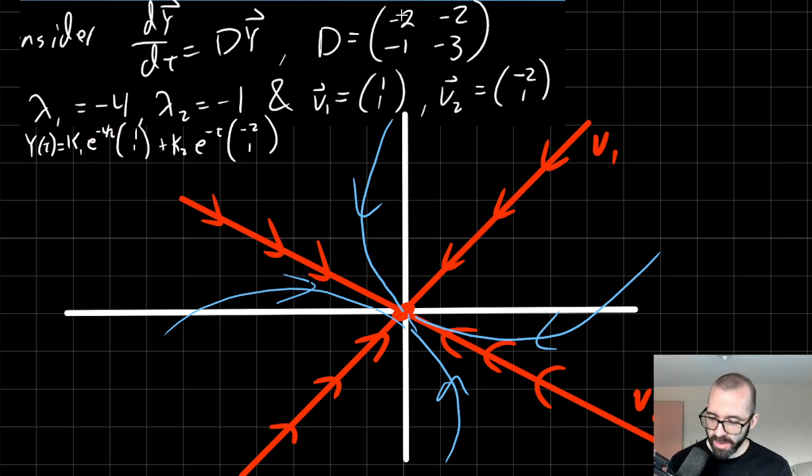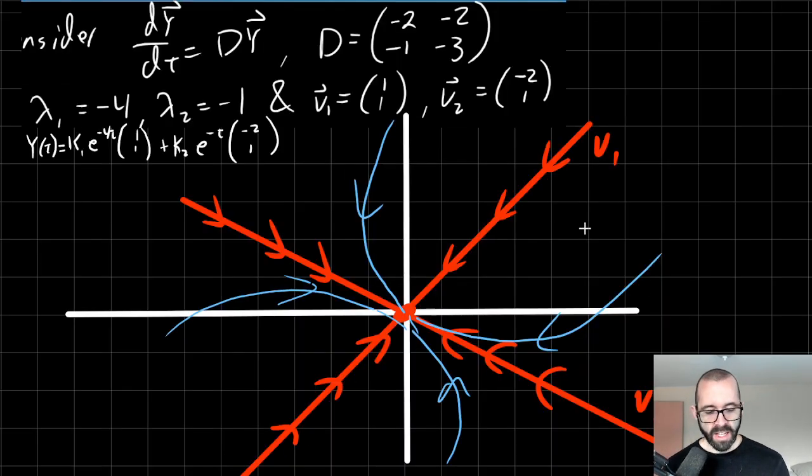Let's approach that question from a different perspective. Another way to think about this is, what is the slope of one of these solutions as t gets really big? Because if the slope is negative 1, as t gets really big, that means we're approaching along this line. If the slope is negative 1/2, sorry, this would be a slope of 1 actually. If the slope is negative 1/2, that means we're approaching kind of tangent to this vector.